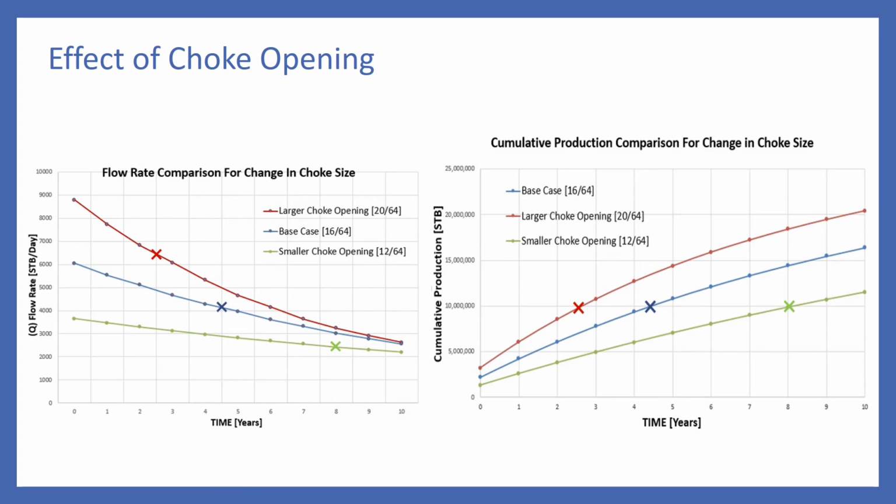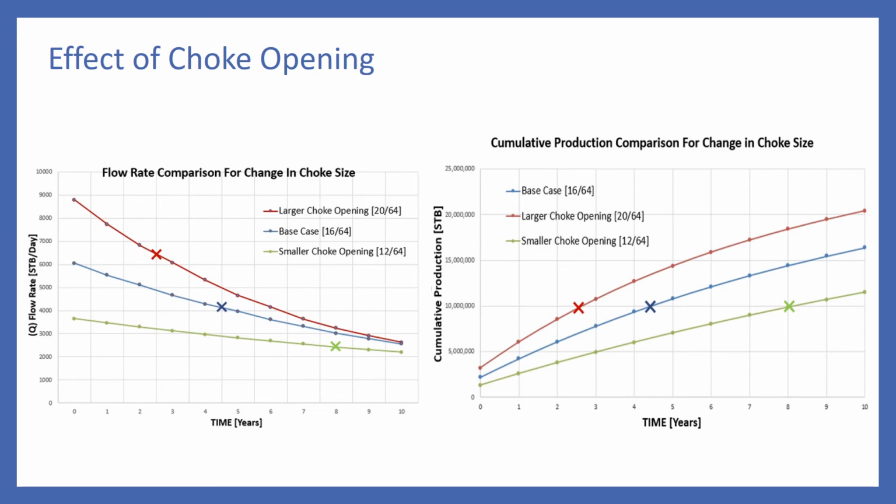Opening the choke 4/64 of an inch to a total of 20/64 of an inch allowed us to get close to the 9,000 stock tank barrels per day mark for both wells' productions. This depleted the two wells' reservoirs in just over 2.5 years, a 44% decrease in time from the base case. The larger choke opening did, however, experience a greater production decline than other wells.